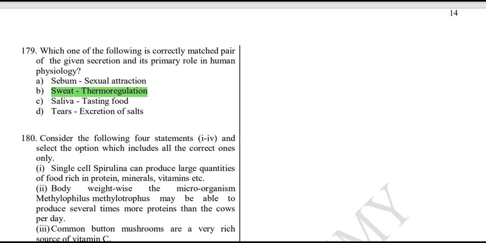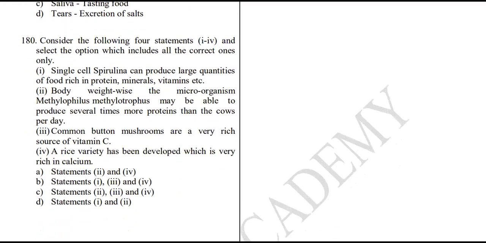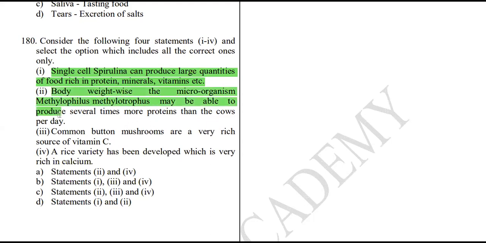Okay, the next question. Consider the following four statements and select the option which includes all the correct ones only. Yes, single cell protein Spirulina produces a large amount of protein. Yes, this is a correct statement. Body weight wise, the microorganism Methylophilus methylotrophus may be able to produce more protein than cows per day. Yes, it is also going to be a correct statement.